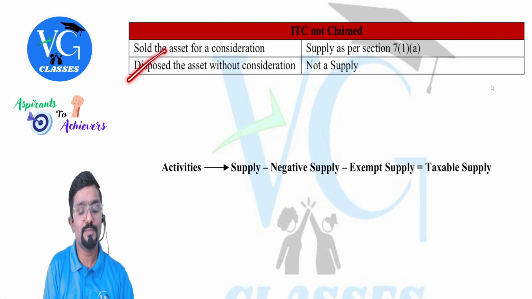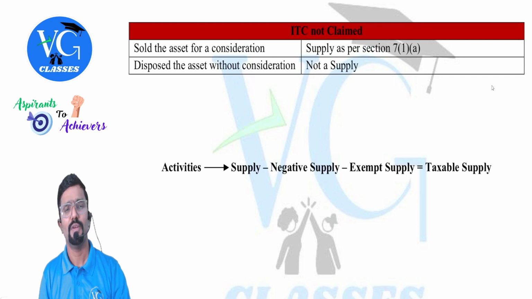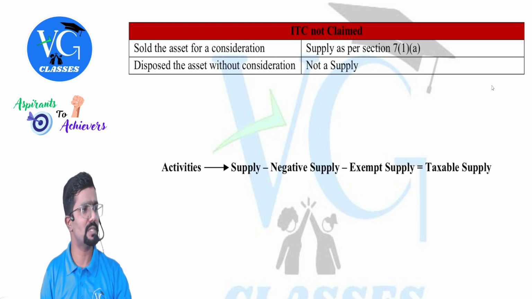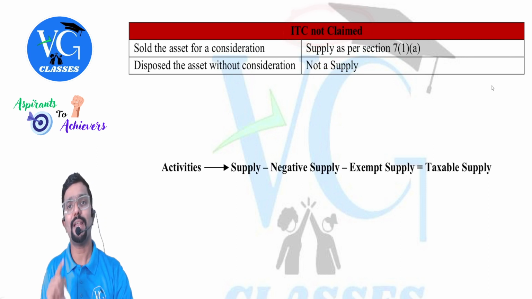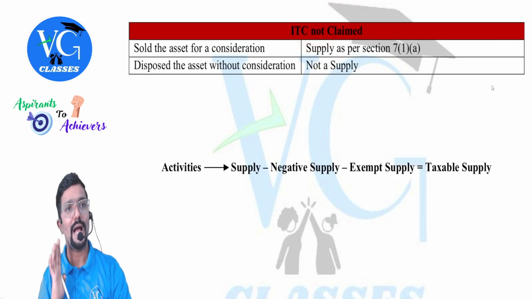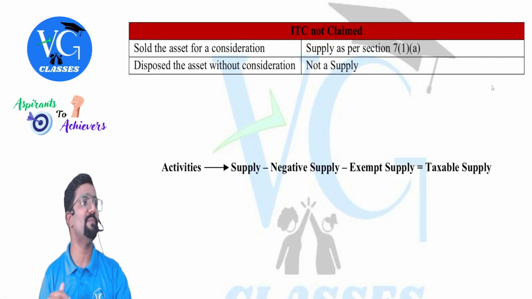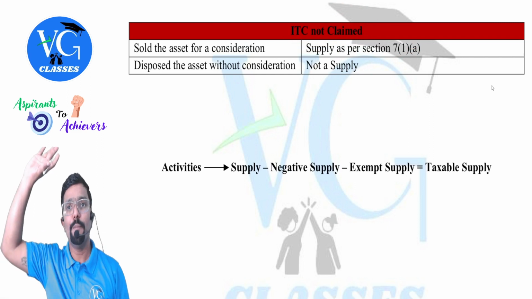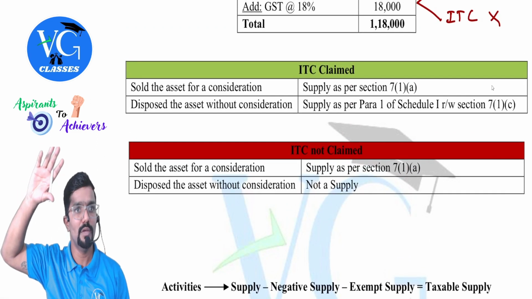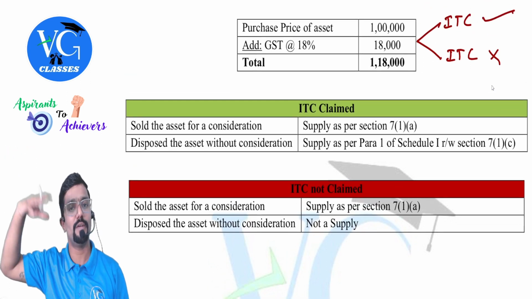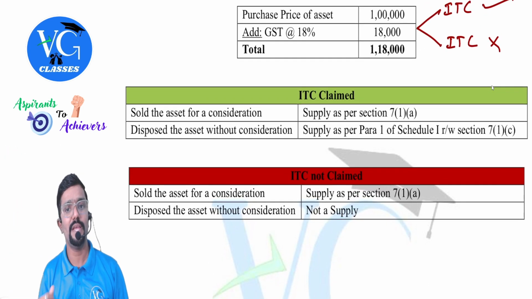Whereas now, disposed it free of cost. Is it a supply? Not a supply. Why so? Because ITC is not claimed. Under para 1, one of the conditions is that ITC, if it is claimed at the time of purchase, only then it will become a supply. Hope you understood. I connected even to 7(1)(a), guys. This is how you have to learn. Not only now, I will also do it going forward. Please make a note of it.